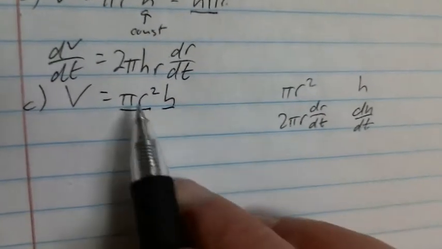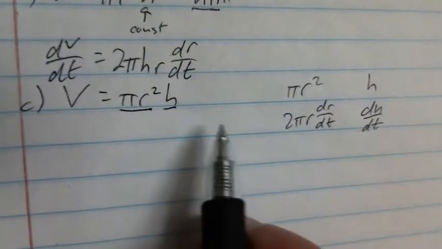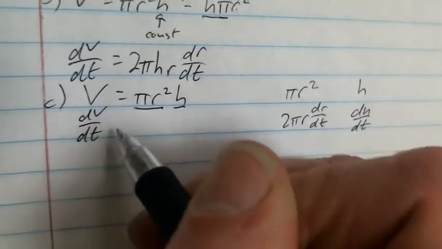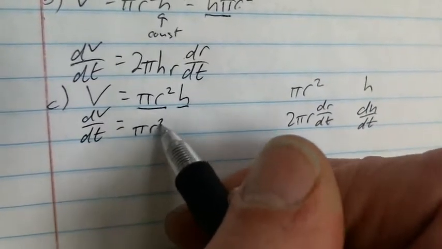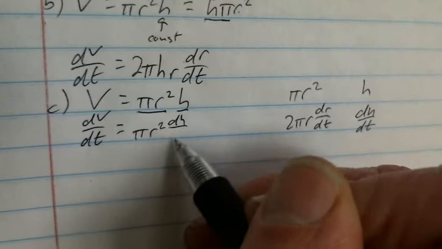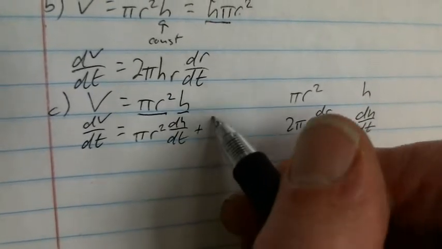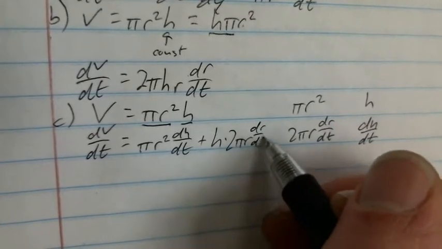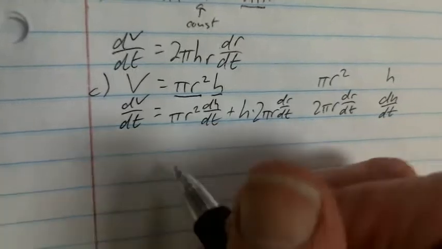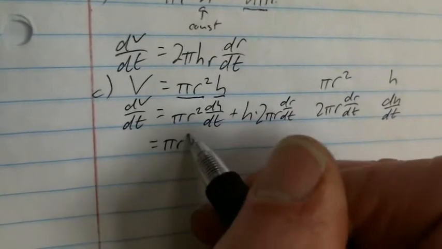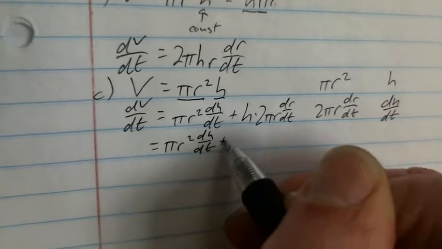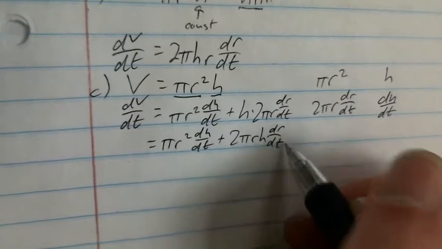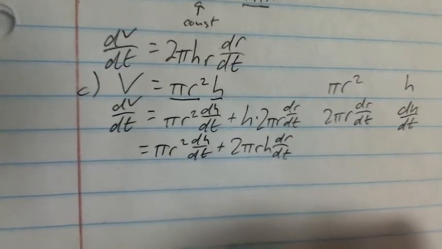All right, so from here we can do first times the derivative of the second plus the second times the derivative of the first. So dV/dt equals the first times the derivative of the second plus the second times the derivative of the first. Then just clean it up slightly. We got pi r squared dh/dt plus 2 pi r h dr/dt. All right. Good, good.